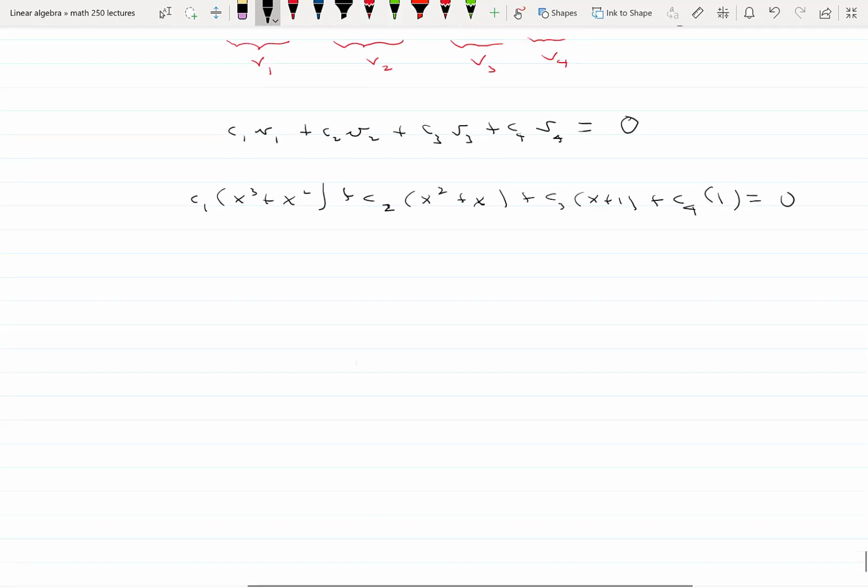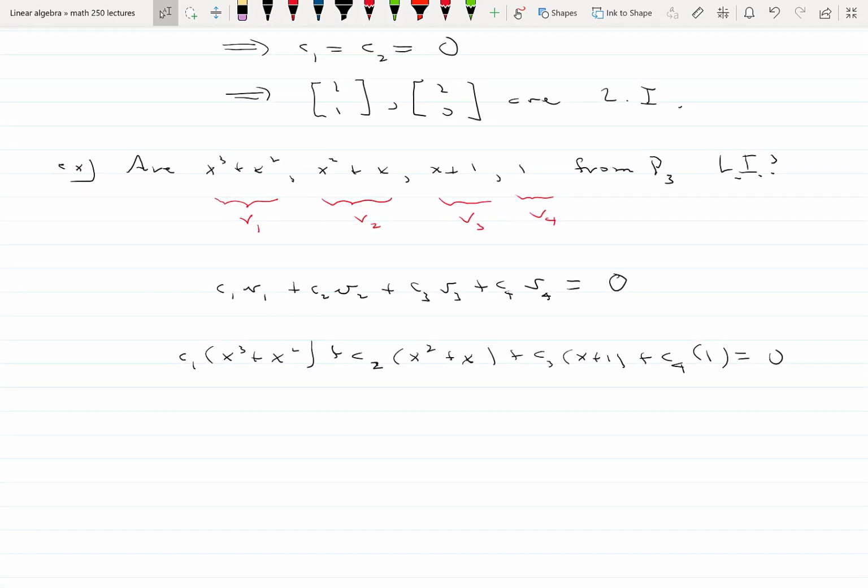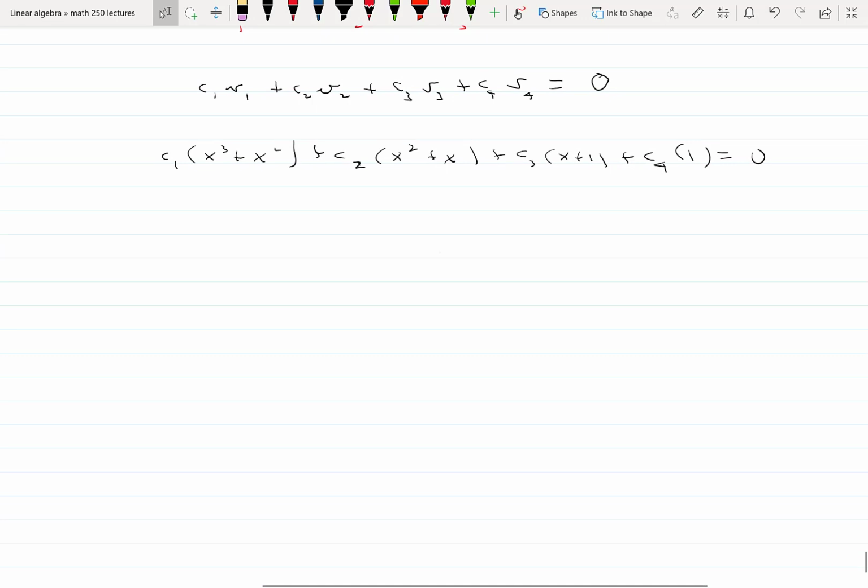Okay. Remember, we're trying to determine whether this set of 4 vectors from P3 are linearly independent. So we set up the equation that needs to be analyzed. We then translate this into a system of equations. This says that C1, well, that's the coefficient of x cubed. There are no other C1s in here. C1 should equal 0. The coefficient of x squared will be c1 plus c2.